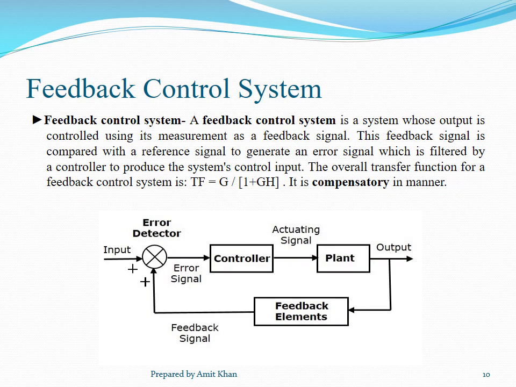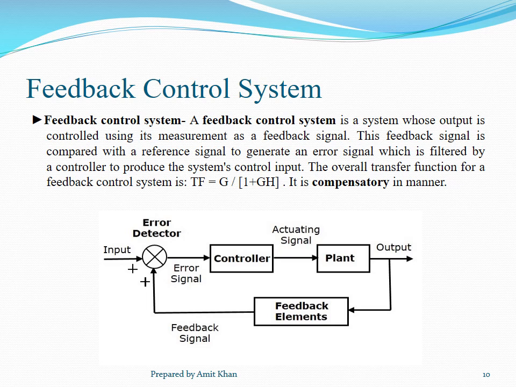Next is feedback control system. A feedback control system is a system whose output is controlled using its measurement as a feedback signal. This feedback signal is compared with the reference signal to generate an error signal, which is filtered by a controller to produce the system's control input. It is compensatory in manner. We can see the block diagram of a feedback control system.